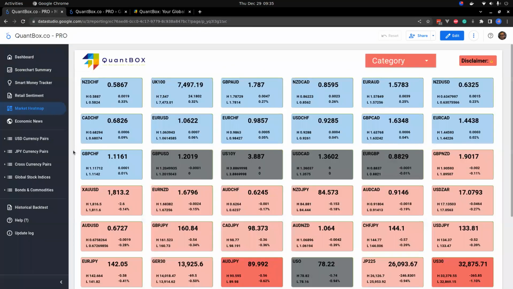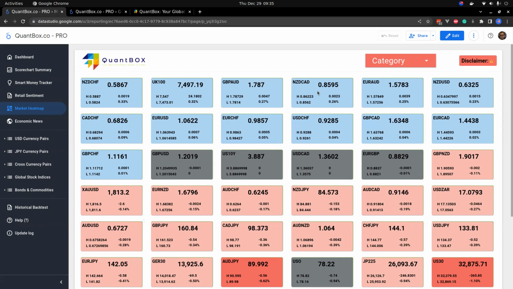So here we are. What we're going to do today is look at the market heat map and identify if these opportunities that have presented themselves over Asia can be continued during London, or if they've given us a chance to do a counter trade. What do I mean by that? Take a look at your top three: Kiwi Swissy, the UK 100, Pound Aussie, Kiwi CAD.